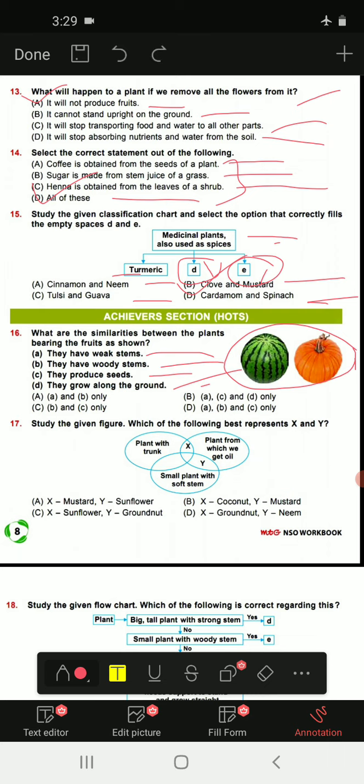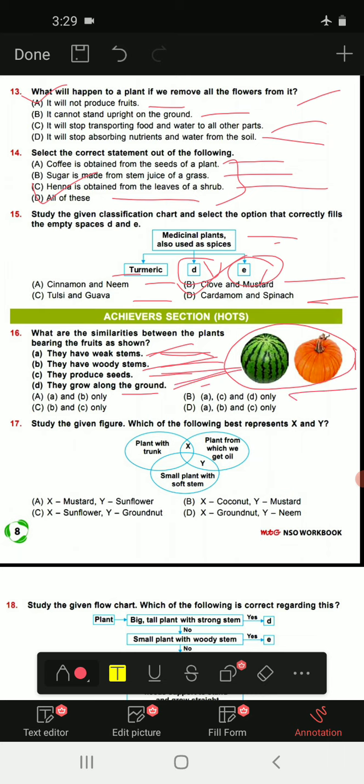Option A, A and B only. That is, option A is they have weak stems, and B is they have woody stems. Option B, A, C and D. A is this, C is this, that they produce seeds, and last one is D. This is option B.